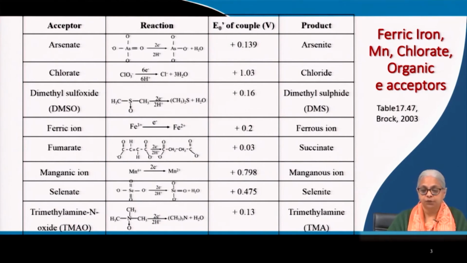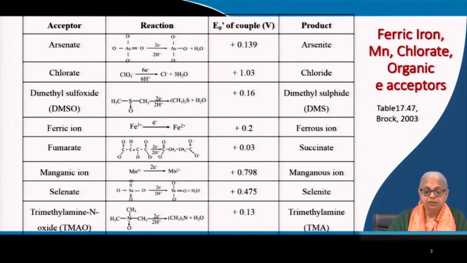So here we have chlorate. Chlorate is formed when chlorine gas or hypochlorite ion are added to water, then you get chlorate. It can serve as an electron acceptor. You may have manganese in the environment. If it is present as Mn4+, which it often is, it can be reduced to Mn2+. Then you have selenate. It can be reduced and it can serve as an electron acceptor.